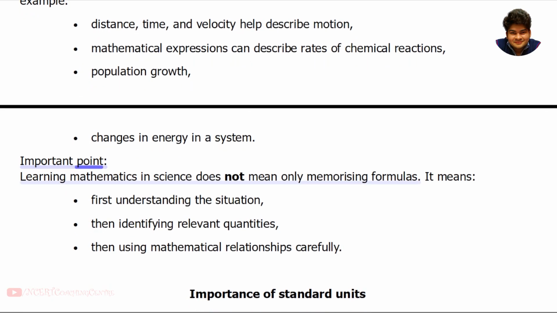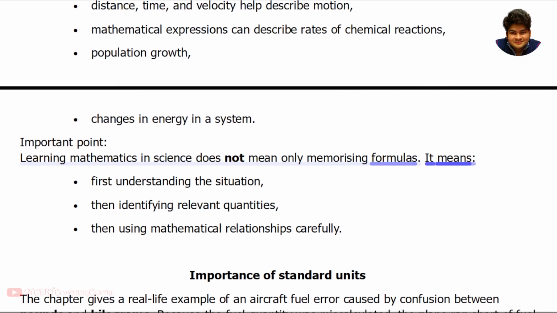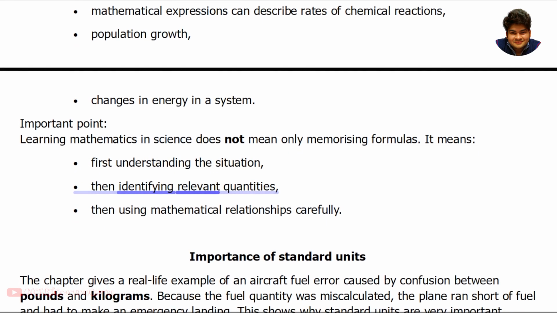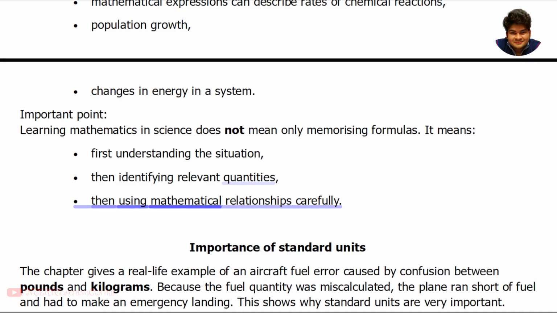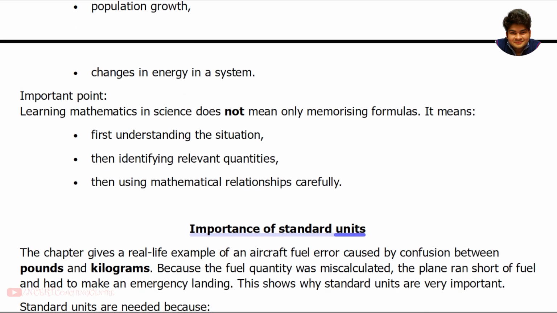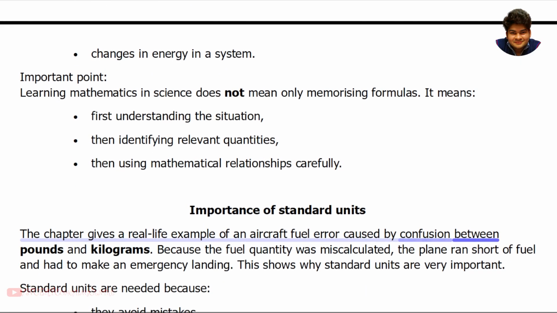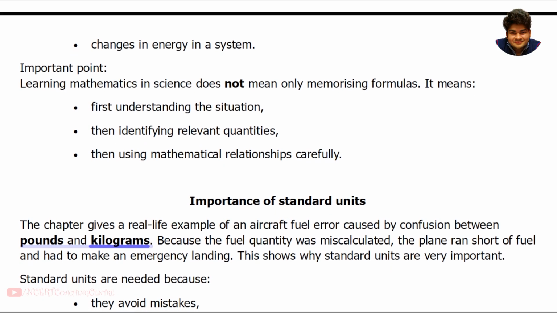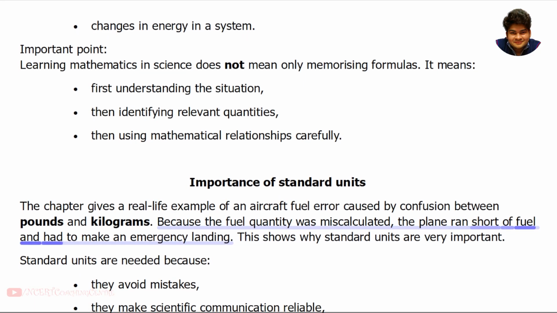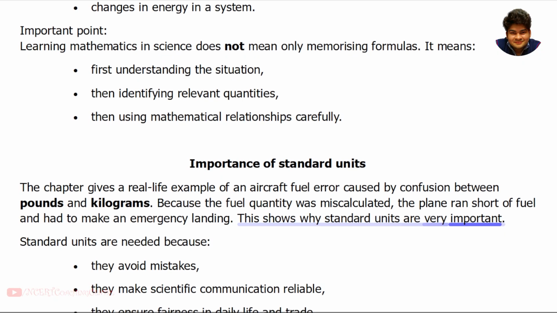Important point: learning mathematics in science does not mean only memorizing formulas. It means first understanding the situation, then identifying relevant quantities, then using mathematical relationships carefully. Importance of standard units. The chapter gives a real-life example of an aircraft fuel error caused by confusion between pounds and kilograms. Because the fuel quantity was miscalculated, the plane ran short of fuel and had to make an emergency landing. This shows why standard units are very important.